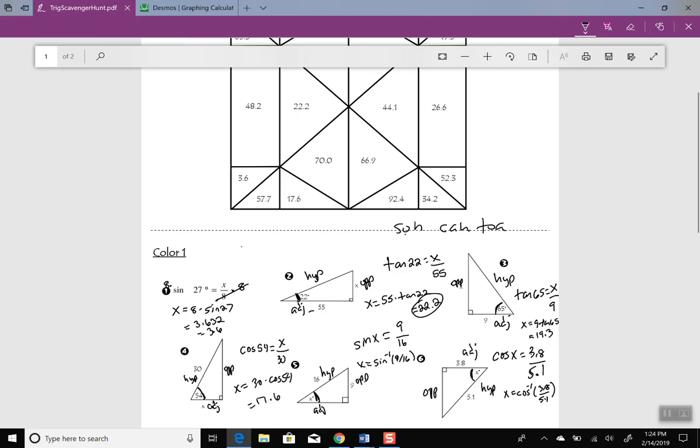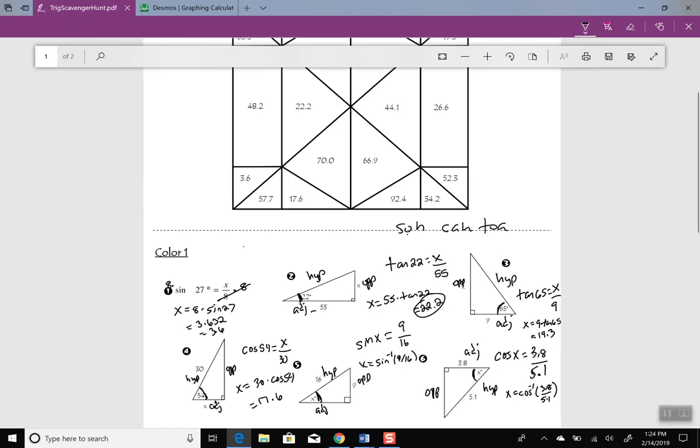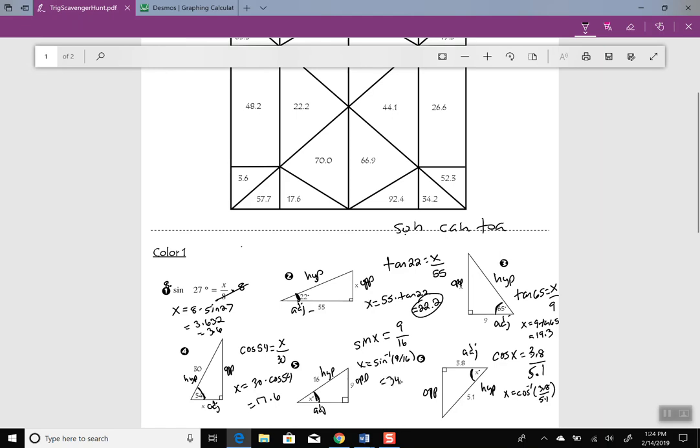An inverse sine of 9/16 is 34.2 degrees. An inverse cosine of 3.8 over 5.1 is 41.8 degrees.